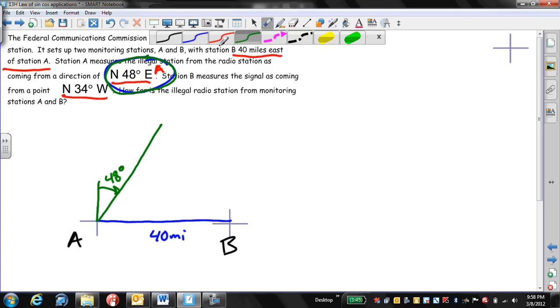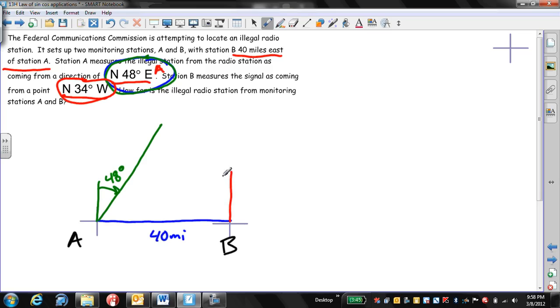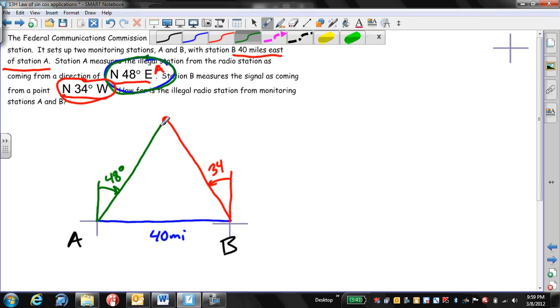And let's do the next one. Let's do this one in red. Okay, so I'll do Station B in red. So what we're going to do is start at B, and we're going to go north once again, but this time I'm going to rotate 34 degrees to the west, and we're going to have a direction that looks like this. Okay. And we have a dot there.